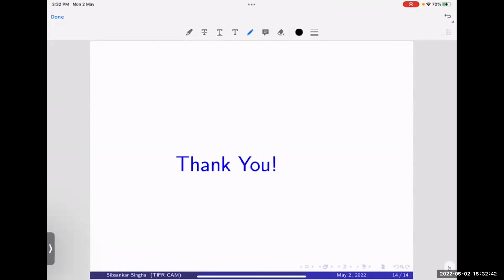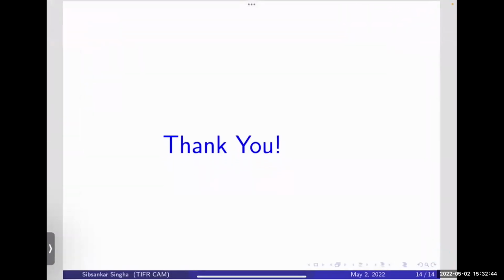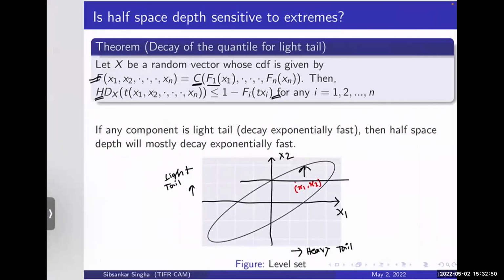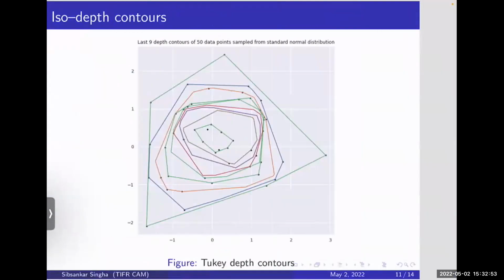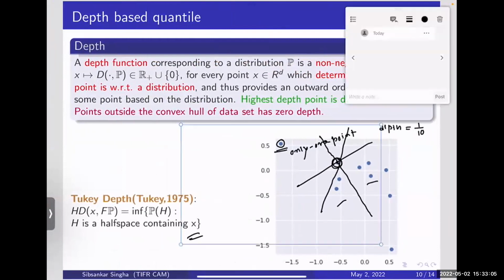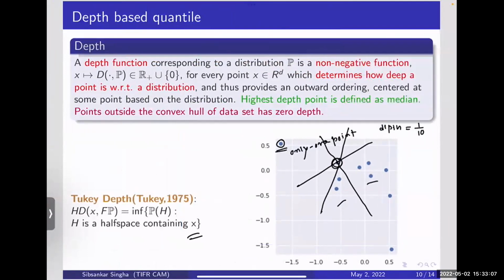Okay, thanks, Sibsankar. So any questions? Please feel free to unmute and ask or post it on chat. Okay. So if not, let me start.